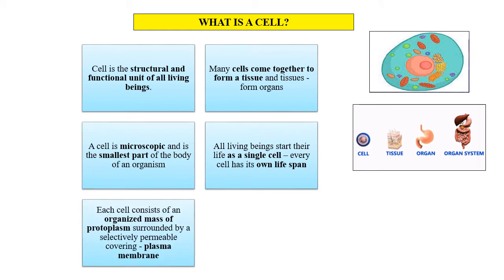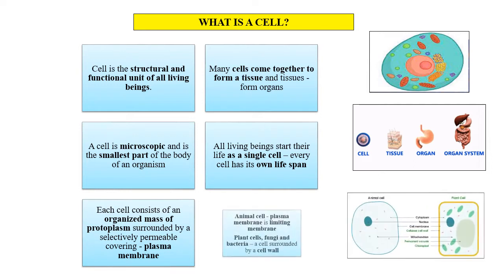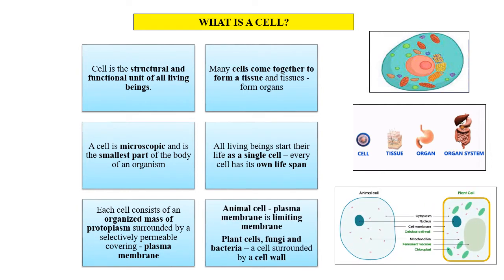Each cell consists of an organized mass of protoplasm surrounded by a selectively permeable covering called plasma membrane. In an animal cell, the plasma membrane is the only limiting membrane. However, in plant cells, fungi and bacteria, a cell is further surrounded by a cell wall.